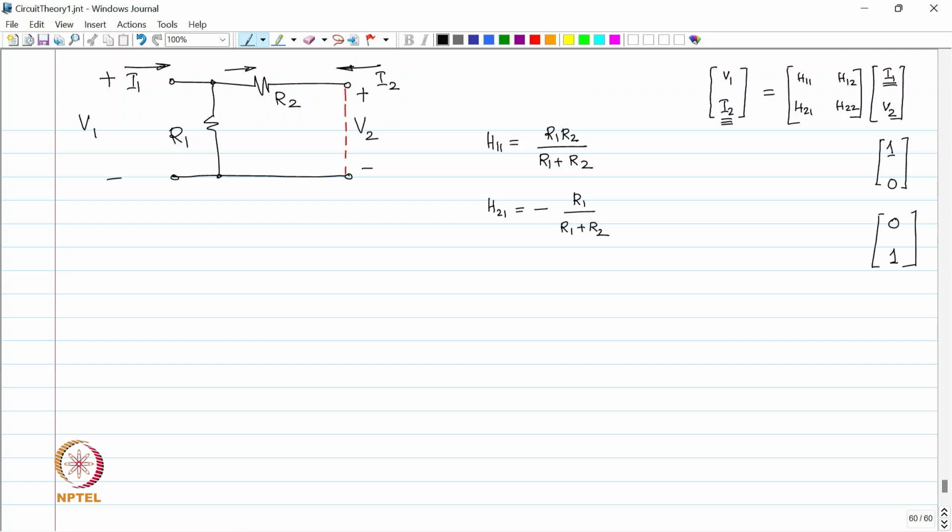Okay. Experiment 1 is complete. Next we proceed to do experiment 2, and in experiment 2 we are going to remove this short circuit and apply 1 volt over here, and for I1 we are going to leave it open circuit. So, nothing to be done with I1, I1 is equal to 0 in experiment 2.